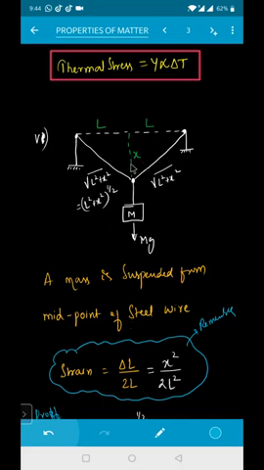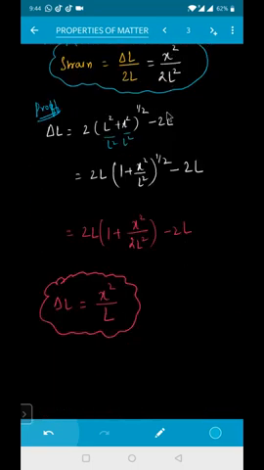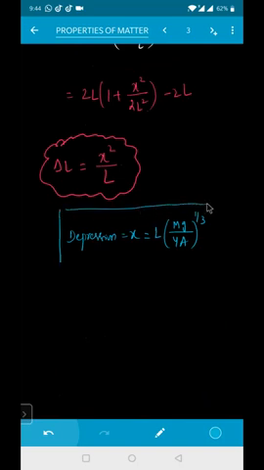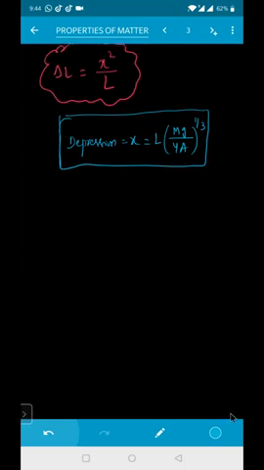Now, if I'm talking about x, what is x here right now? Depression. So this depression will be equal to how much? I'm directly writing the relation, but I'm not going for the proof of that one. So remember, the depression is given by x, that x will be equal to L into mg divided by Y into A to the power of 1 by 3. So the x value will be equal to L into mg divided by Y into A to the power of 1 by 3. Is it clear?